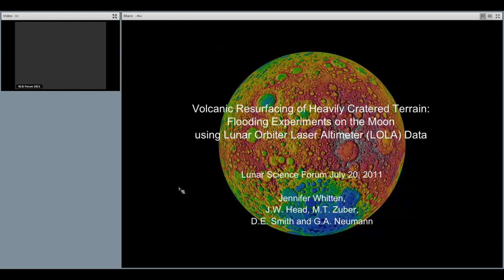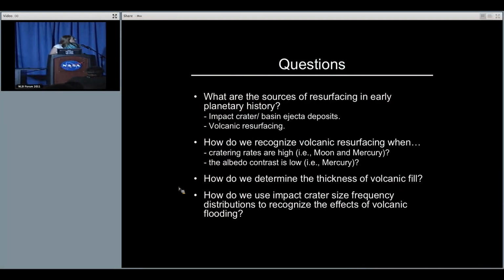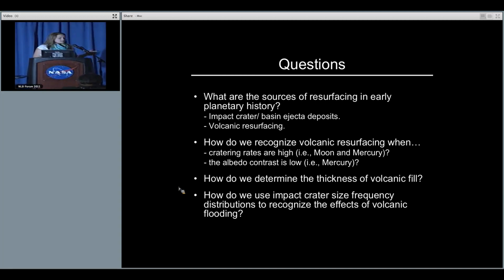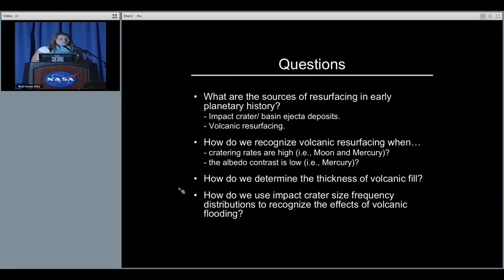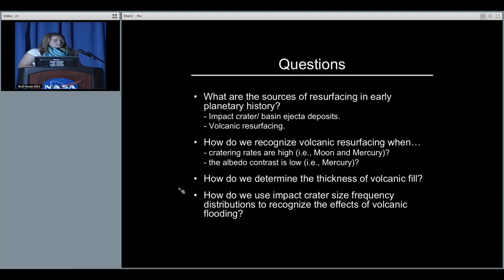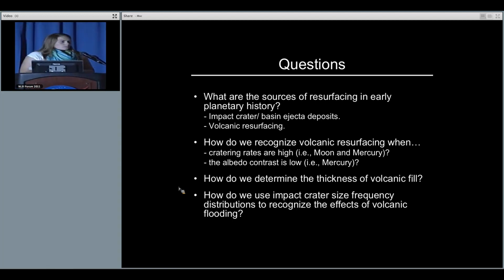So before beginning these flooding experiments, what we wanted to do is start by taking a look at some of what we wanted to answer. And we wanted to begin by looking at the resurfacing processes that were potentially occurring in early planetary history. So you have the impact crater and basin ejecta deposits as well as volcanism. And we really wanted to focus on the volcanic resurfacing.